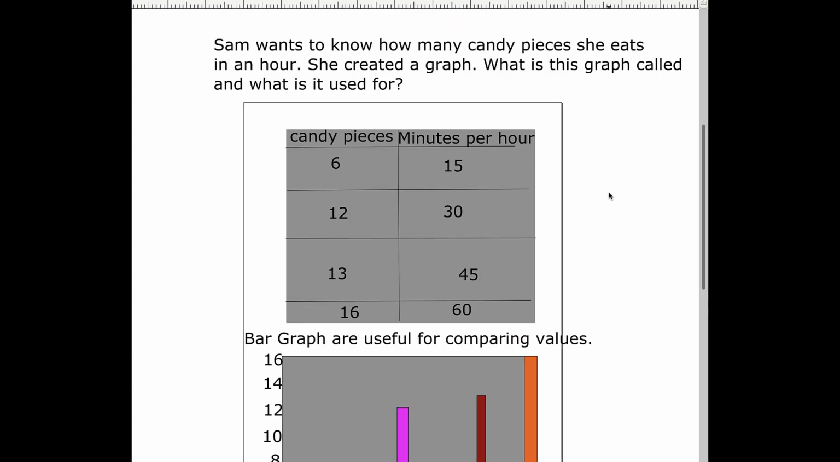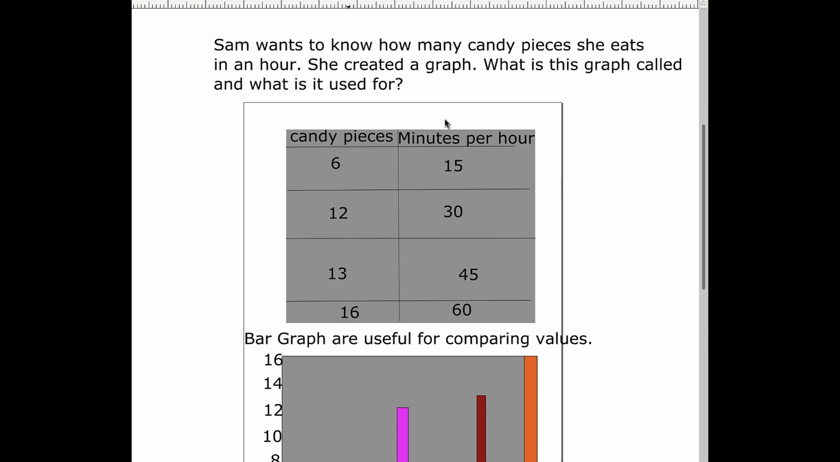Sam wants to know how many candy pieces she eats in an hour. She created a graph. What is this graph called and what is it used for? So, first off, this question, we can establish it. Sam wants to know how many candy pieces she ate in an hour. It's not going to go over an hour because that's not what the question established.